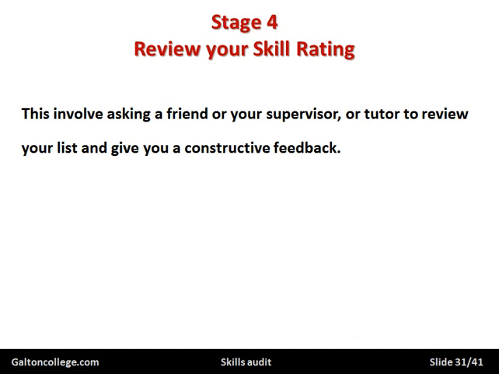Now, reviewing skill ratings, which we called stage 4 earlier in the 5 stages. This involves asking a friend or a supervisor or tutor to review your list and give constructive feedback. If you have rated your own skills on the 0 to 4 scale, were you being generous or were you being too harsh? So it's good to have an independent evaluation, someone outside who will make comments about your skills.